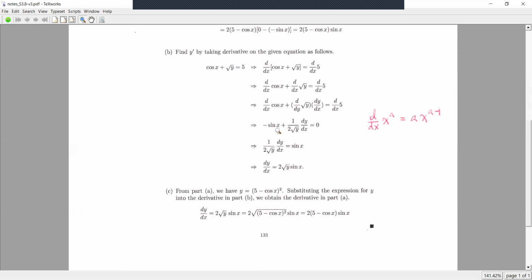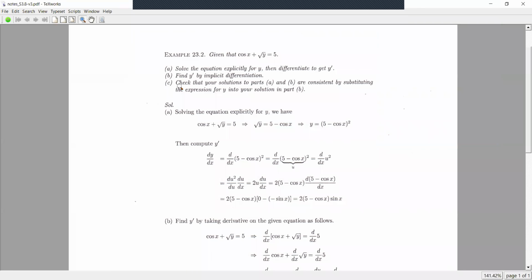Derivative of cosine is negative sine. Derivative of 5 is 0. Now, remember, we are looking for dy dx, the derivative of the function y. Now, solve this equation for dy dx. Move the negative sine to the right-hand side. Then we have this equation. Move 2 times square root of y to the right-hand side. Then we have this equation. This is the result of the derivative of y.